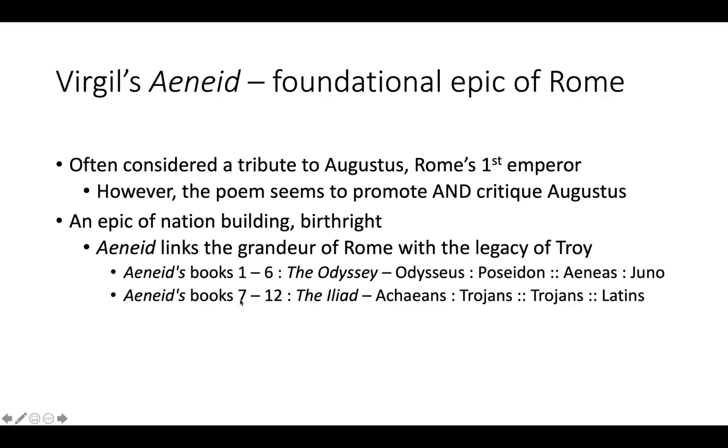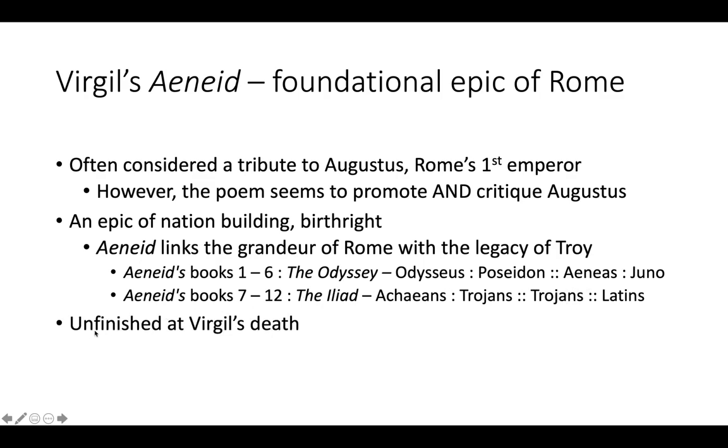And then the second half of the epic is kind of like the Iliad part of the book. It's a very great epic of war. The Achaeans, the Greeks against the Trojans in Homer's Iliad, become the Trojans against the Latins. The displaced warriors from Troy invade Italy and fight against the established political people there, the Latins. This time the Trojans win, where they lost before.